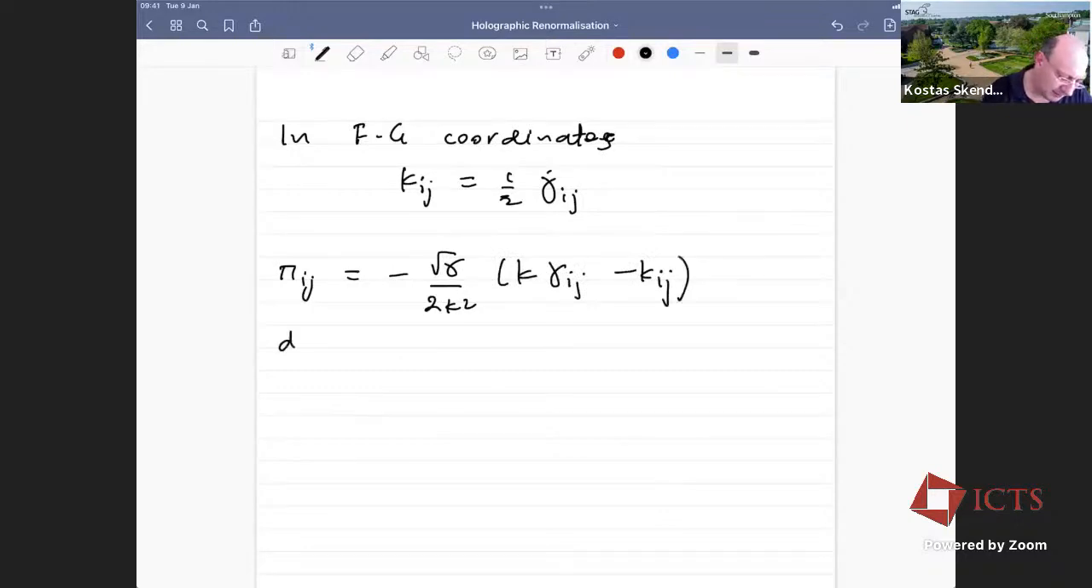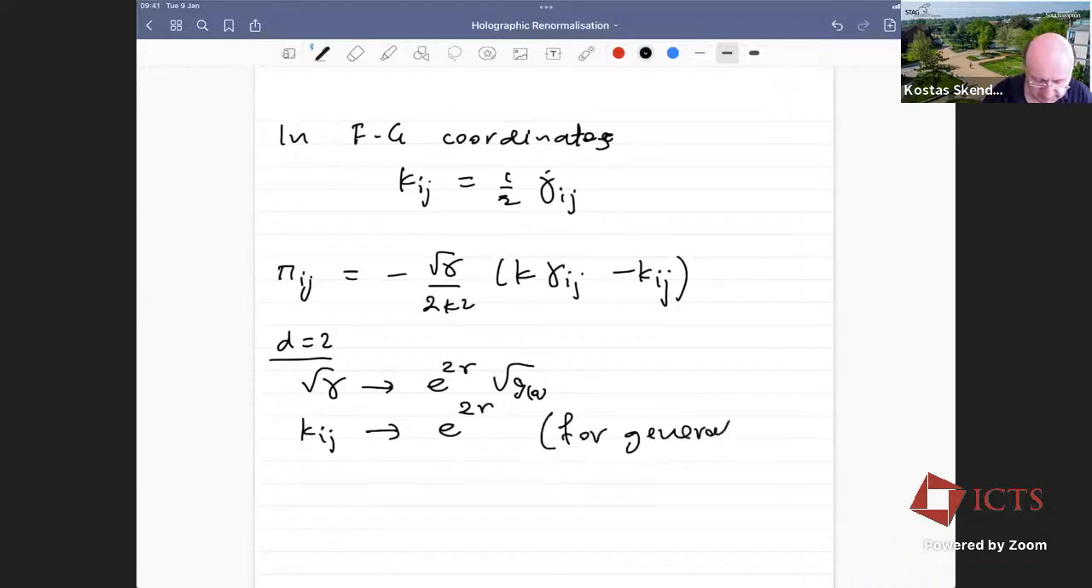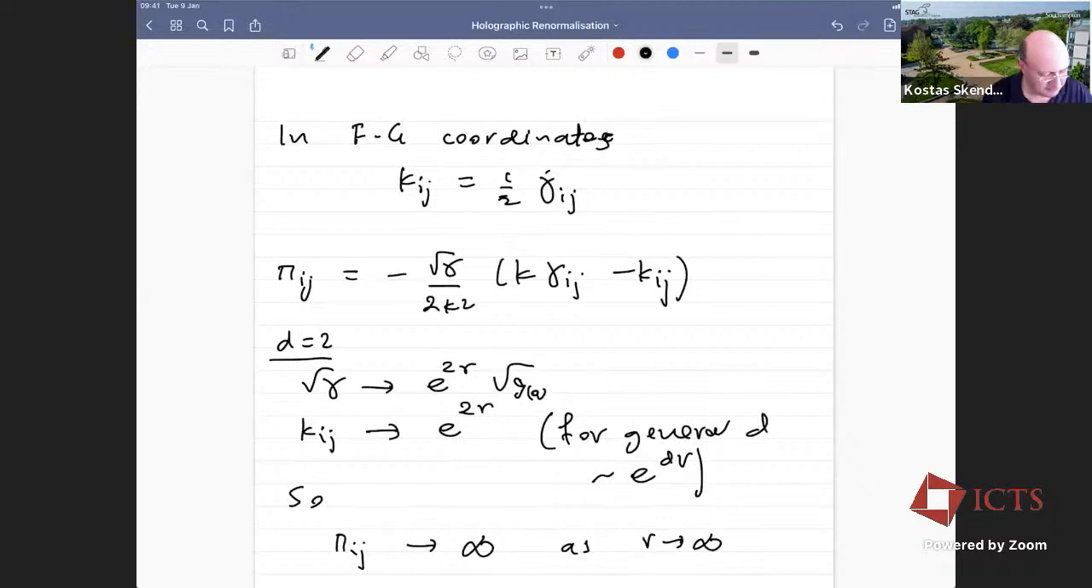And now let's say we're in d equals 2, because I will restrict myself to d equals 2 to make the computations easily describable. Then the square root of gamma behaves like this. Then K_ij goes like that. In general d, it will go like this times dr. And then you can see that this formula diverges. So what I will do tomorrow is understand how to remove these infinities. And I will describe how to do this using this kind of covariant language with the radial canonical momentum.